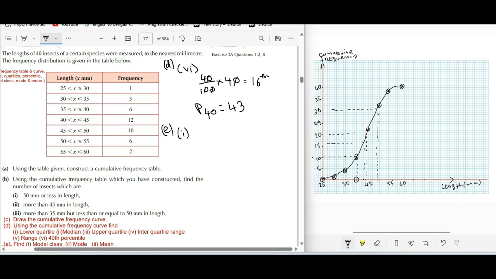And now you need to find the model class. Model class is the class with the highest frequency. So this would be from 40 to 45.